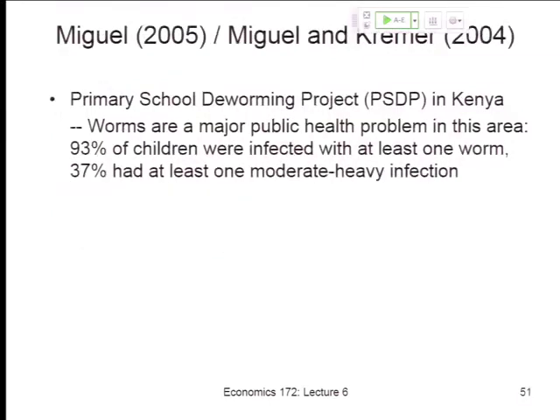And the program we're going to study is the Primary School Deworming Project in Kenya. And worms are a really big deal in this area. So I showed you that map with worm infection rates. This part of Kenya has really high infection rates. When we did the baseline surveys in these schools, over 90% of the kids had at least one worm infection.